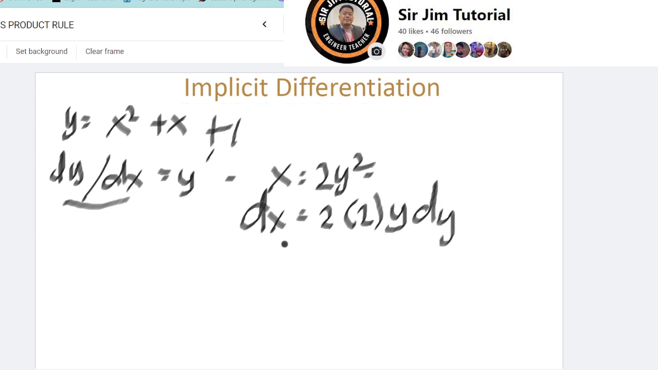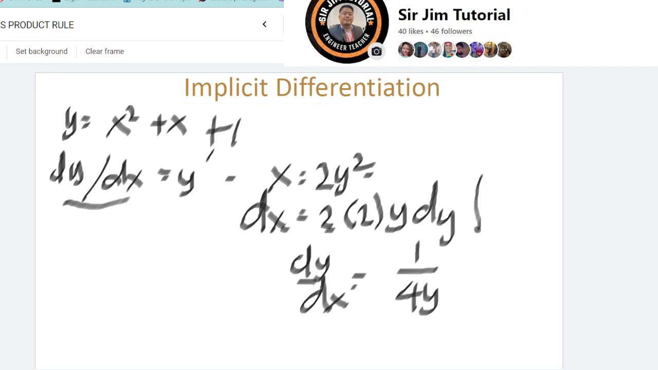If we divide both sides by, as a shortcut, we can just cross multiply. We can have dy over dx, meaning this one we put at the other side, is equal to 1 over 4y. This is 4 and this y. In other words, we divide both sides by dx, or we multiply by 1 over dx, and then divide also by 4y. Also here put 4y, so that we can have this answer.